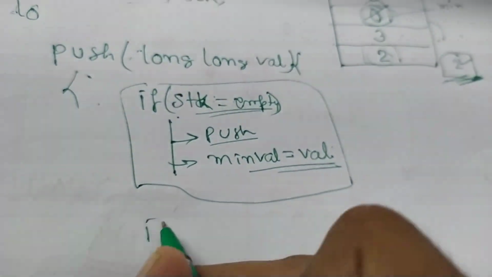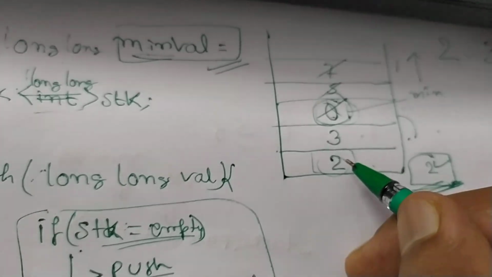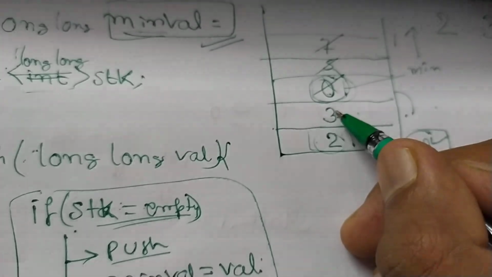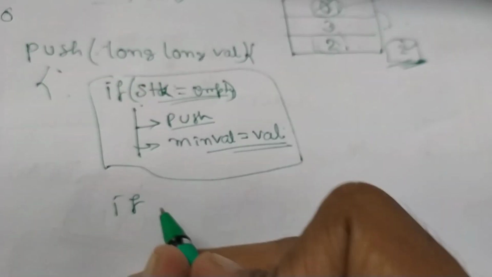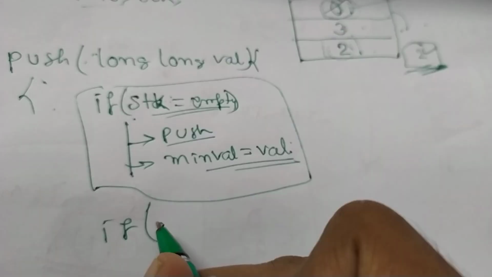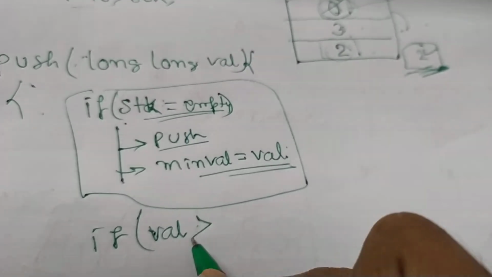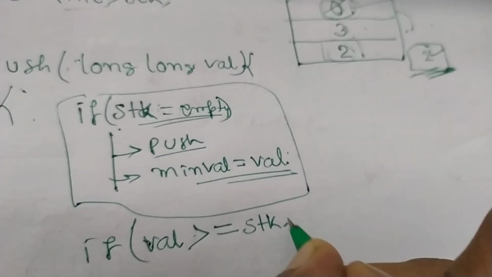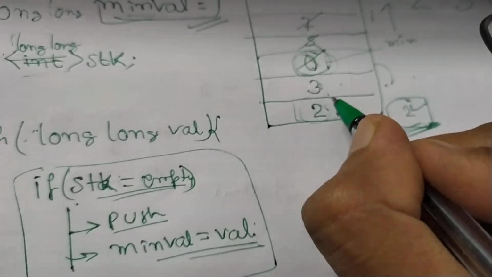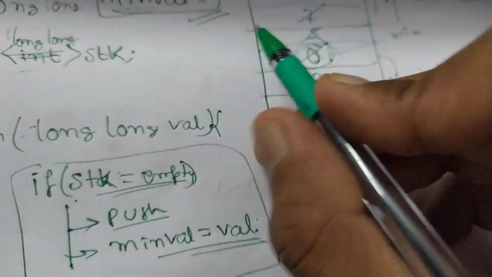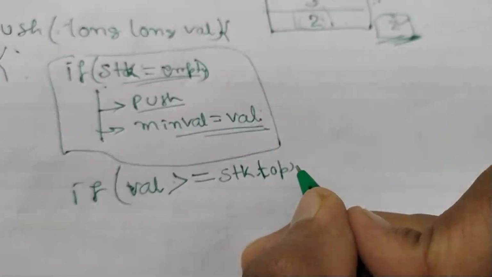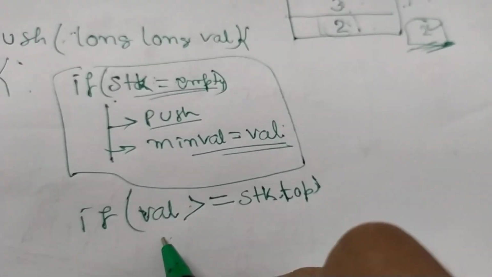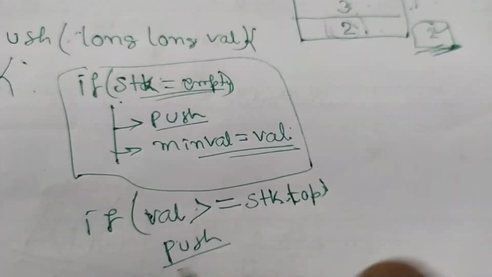But if, let's see, we have updated to 2, if 3 comes and 3 is greater than 2, we don't need to update min value for that. So if our value is greater than or equal to the top value, for this instance 2 was the top value, 3 was coming, not inserted yet. So if the value is greater than the top value, we will simply push that element with no change.